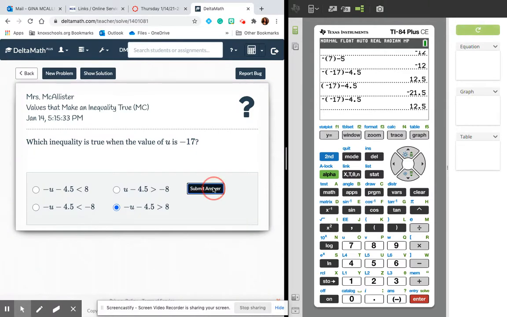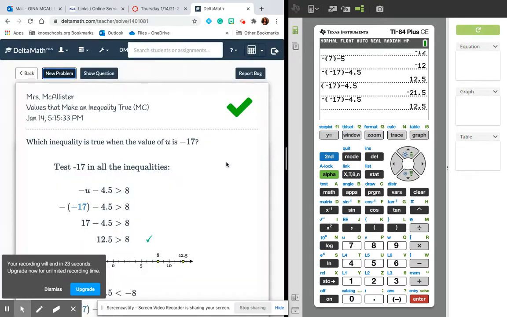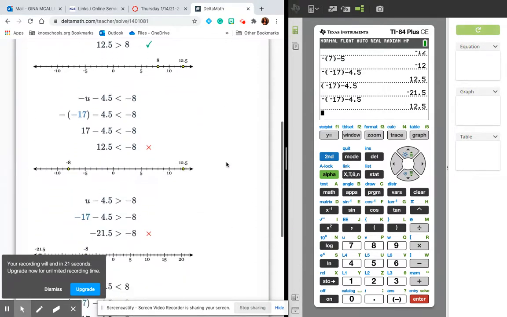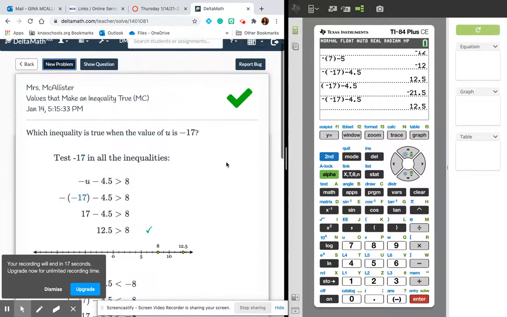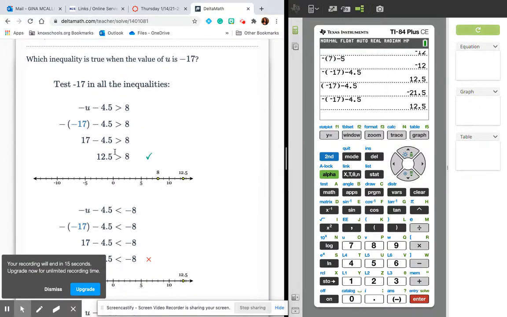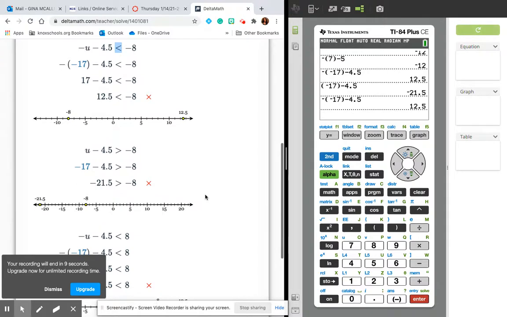All right. So what you're doing is you're replacing the letter with the value it tells you and finding which one is true when you work it out. This page will show you any mistake you may have made. If you need to write a note that this symbol here is greater than and this one is less than, then make that note. If you need to look it up, look it up.